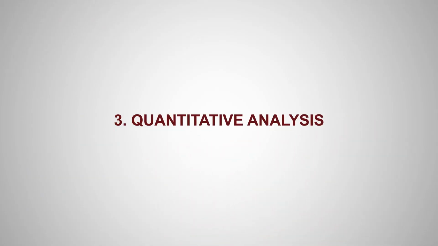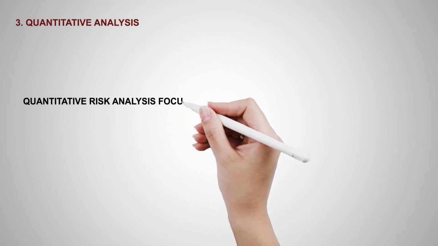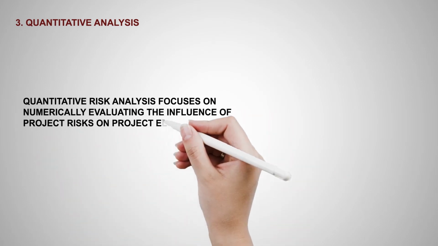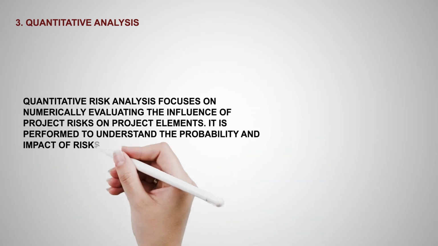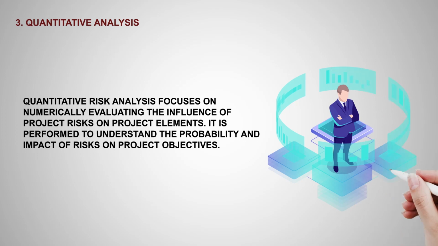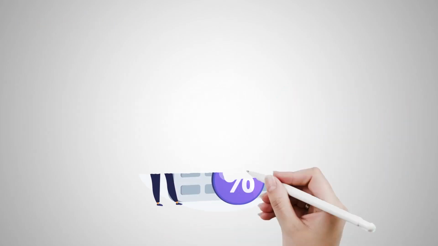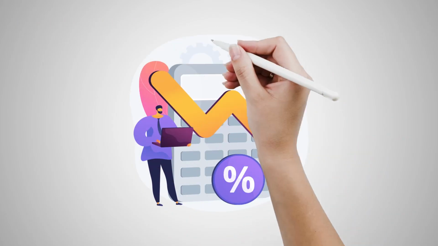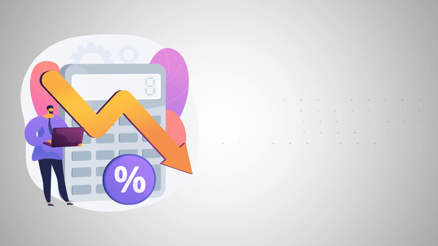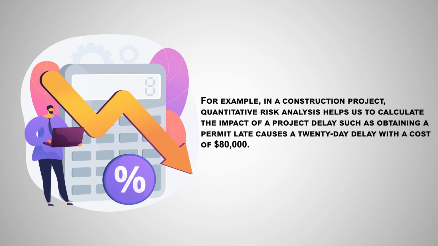3. Quantitative analysis. Quantitative risk analysis focuses on numerically evaluating the influence of project risks on project elements. It is performed to understand the probability and impact of risks on project objectives. For example, in a construction project, quantitative risk analysis helps us to calculate the impact of a project delay, such as obtaining a permit late causes a 20-day delay with a cost of.